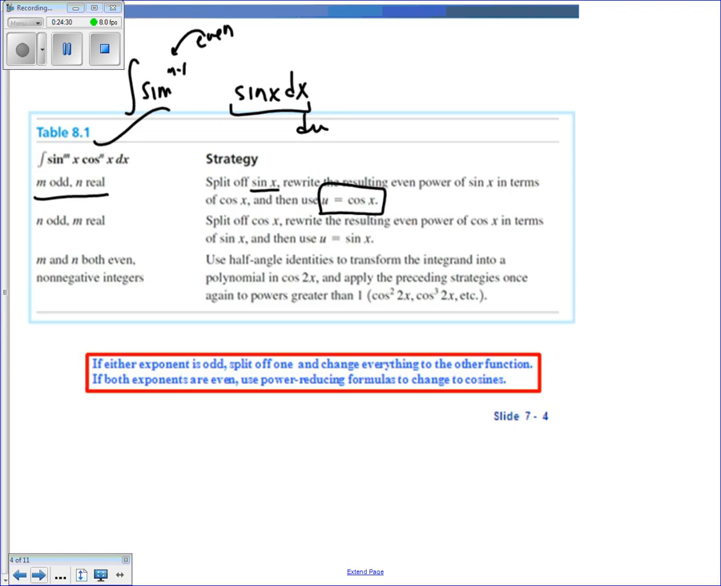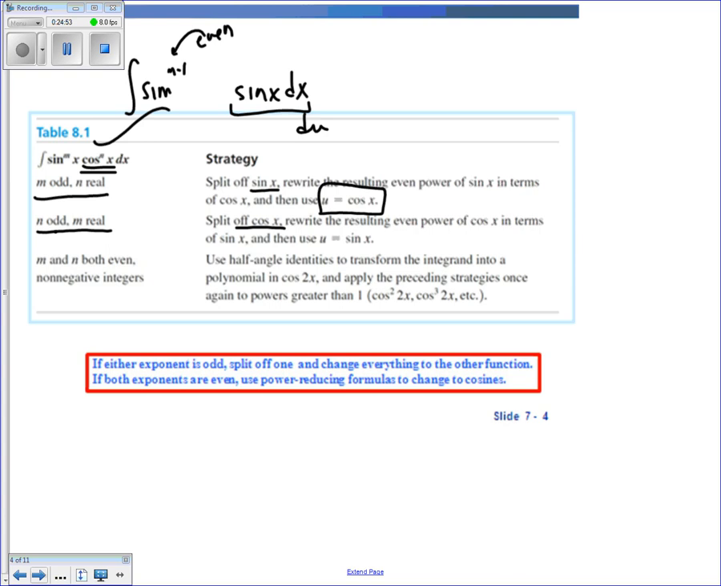Okay, if n is odd and m is real, this just says if the cosine one is the one that's odd, you break one of those off. So split that off, that's going to be your du. And then change all the others that are there so that they're in terms of u, which will be the sine. Okay, so break off the odd one, whatever it is, and that is part of the du, but your u is the opposite of that one.